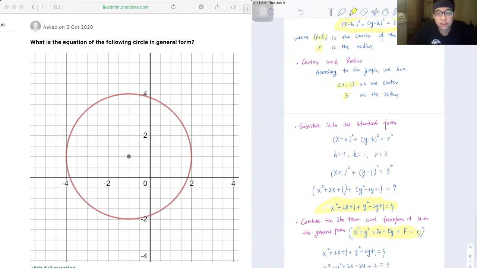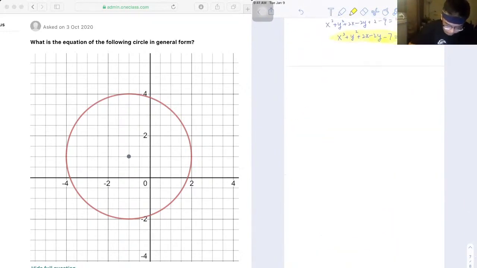Oh, and just in case you're wondering how we find out the radius as 3, the way I find it is when you look at x equal to -4 and x equal to 2, and if we draw a line that crosses the center, the distance will be from -4 to +2. So 2 minus -4 will be 6 in total, and that will be our diameter. And so the radius is half of the diameter, so 0.5 times 6 gives us 3 as our radius.